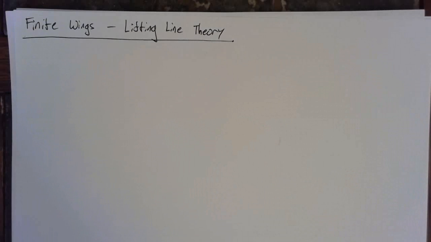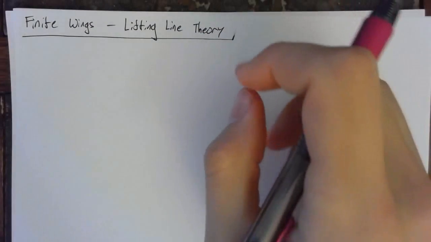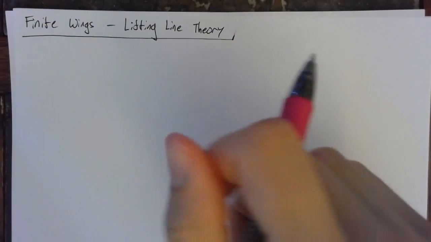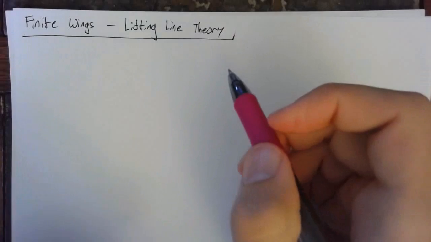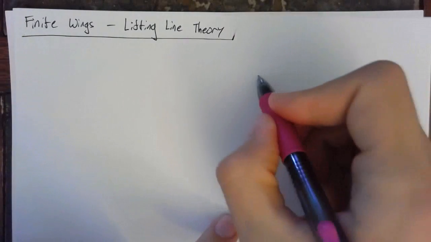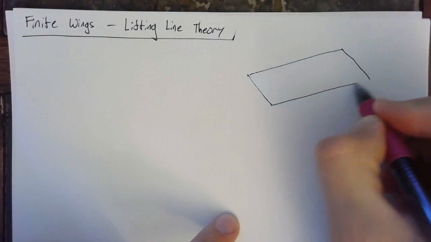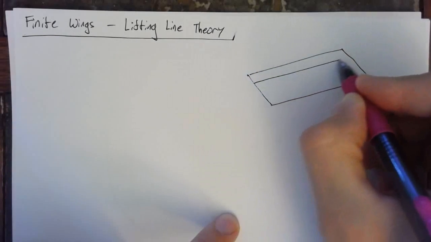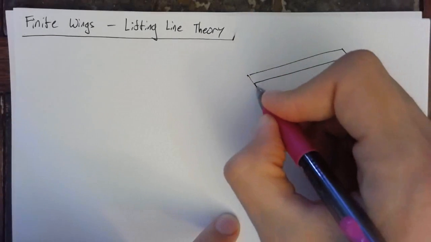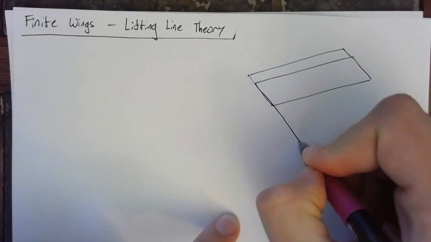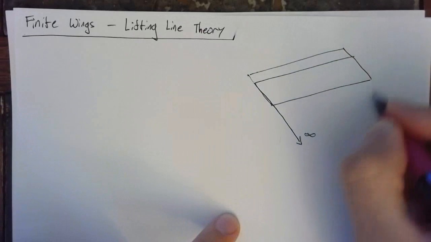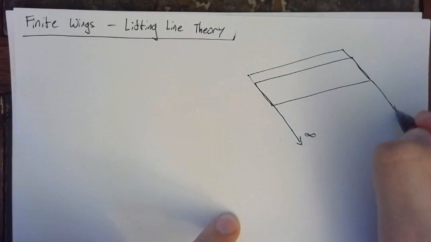Howdy. In this lesson, we're going to be applying our previous two lessons to the idea of finite wings, and we're going to be arriving at something called lifting line theory. So remember that we were modeling our finite wing as a vortex filament that traveled along our span and then turned at our wingtips to go towards positive infinity in the x direction.